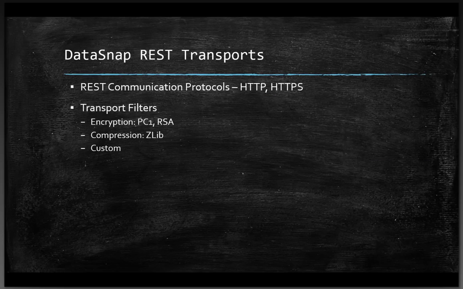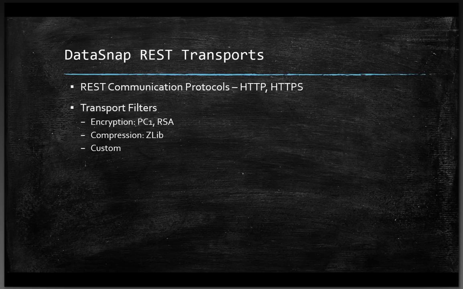The DataSnap REST itself sits on HTTP. So our DataSnap REST set of components also sits on HTTP, but there's also an option in the wizard, or you can do this in your code, to have it use HTTPS. Also on the transports, you can specify filters, and filters are just bytes in, bytes out. So whatever your client is sending to the DataSnap server, whatever your DataSnap server is sending to the client, can be sent through a set of filters, including a custom filter, where again, you can do whatever you want to the data, transform it somehow.